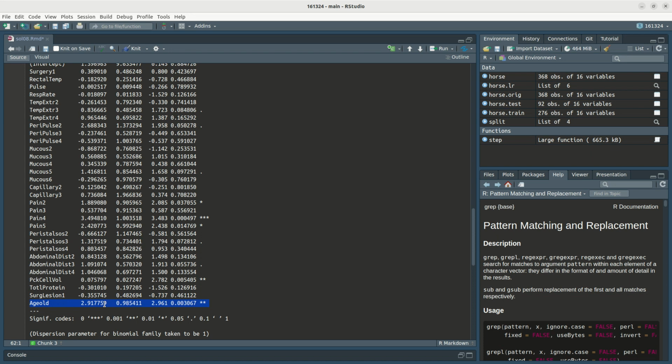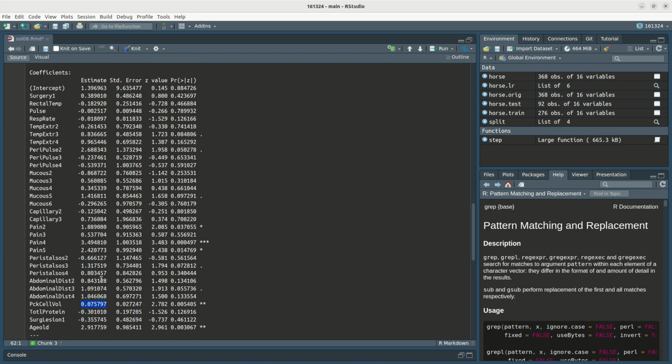So the response variable was died, yes or no, or 1 or 0. So the second class is that they died. So a positive coefficient is associated with death, which makes sense, right? If the horse is old, then they're more likely to die anyway. There's also a slightly positive coefficient for packed cell volume. So as the packed cell volume increases, there's more chance of death, and so on, right?